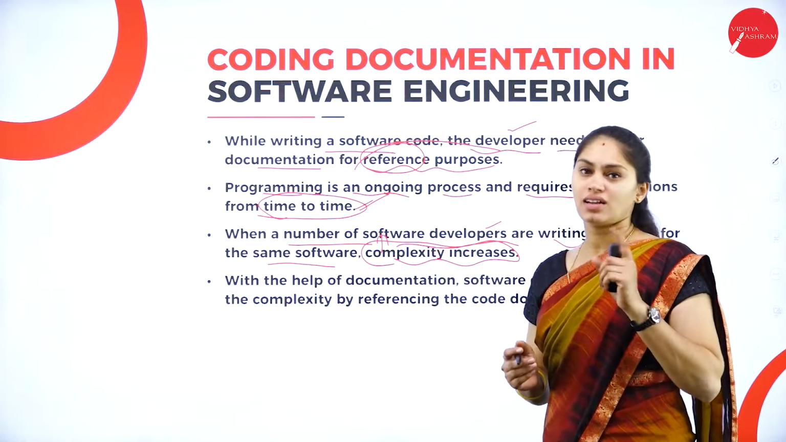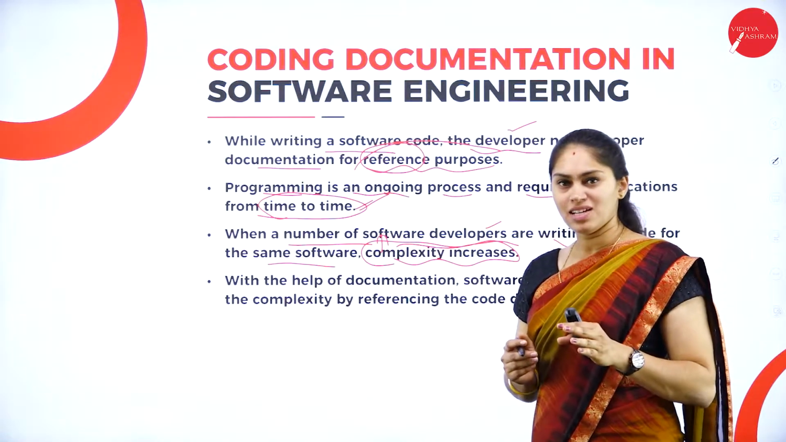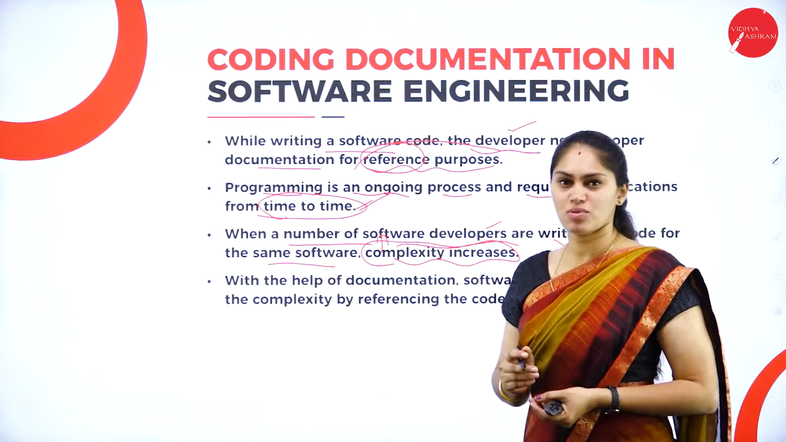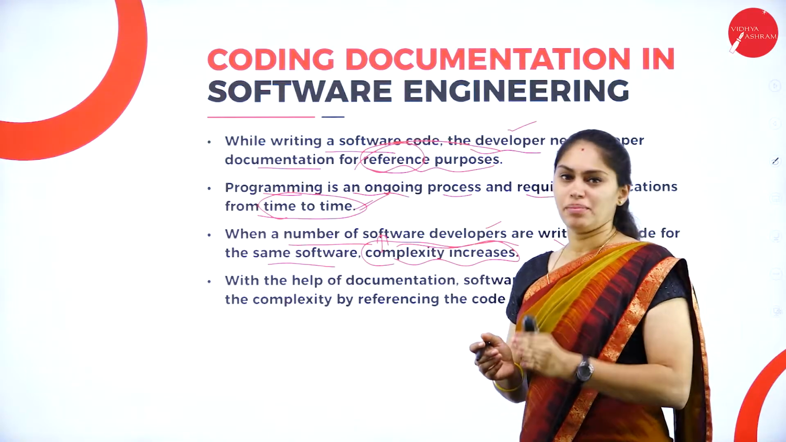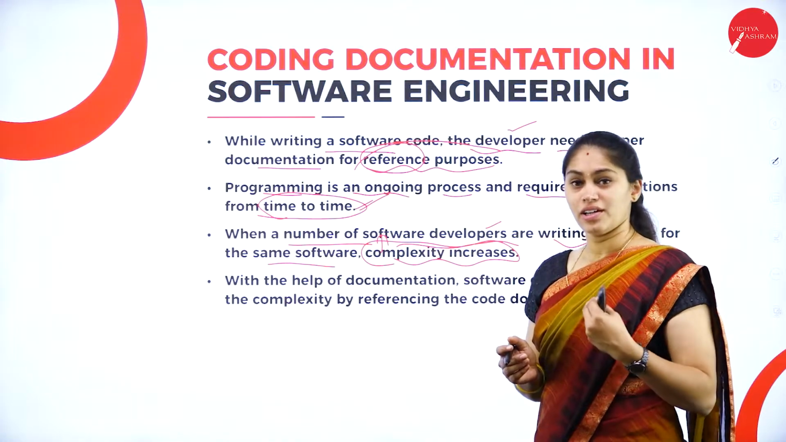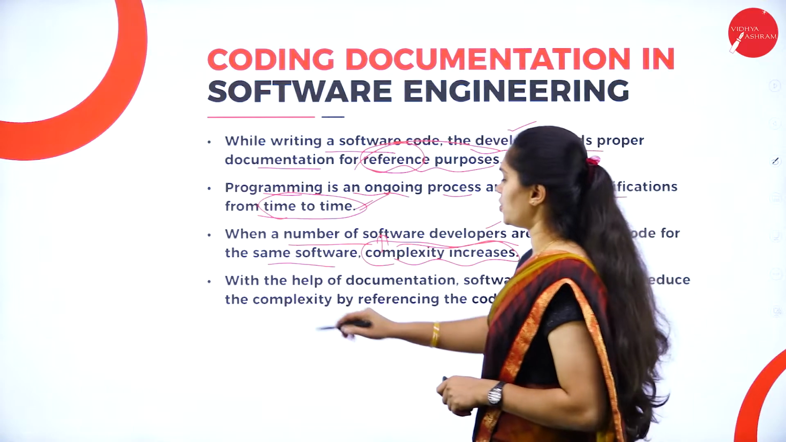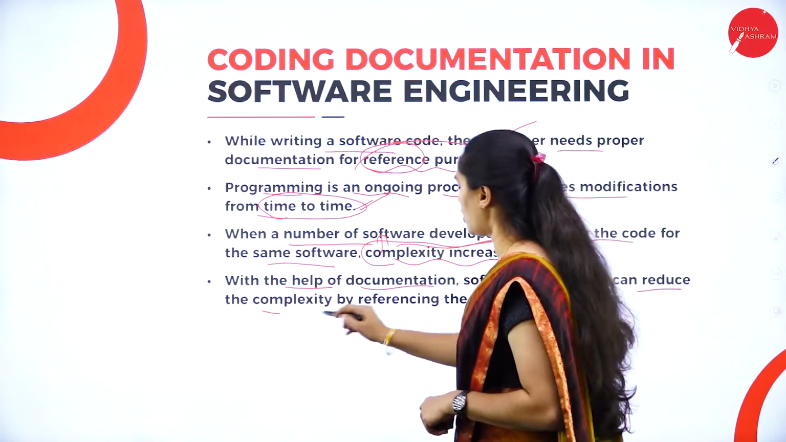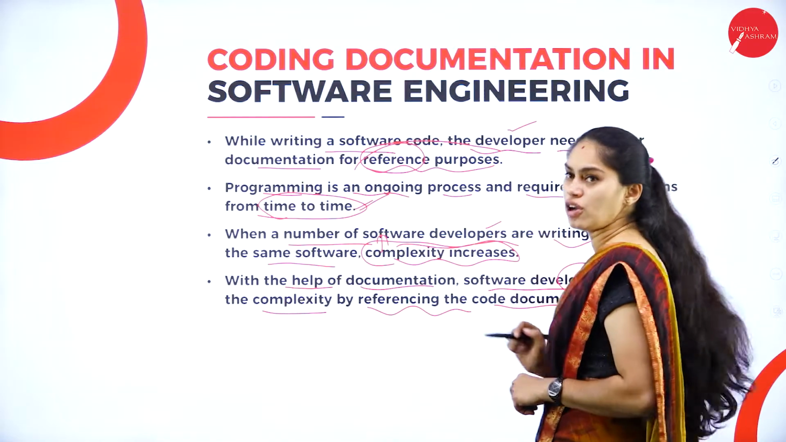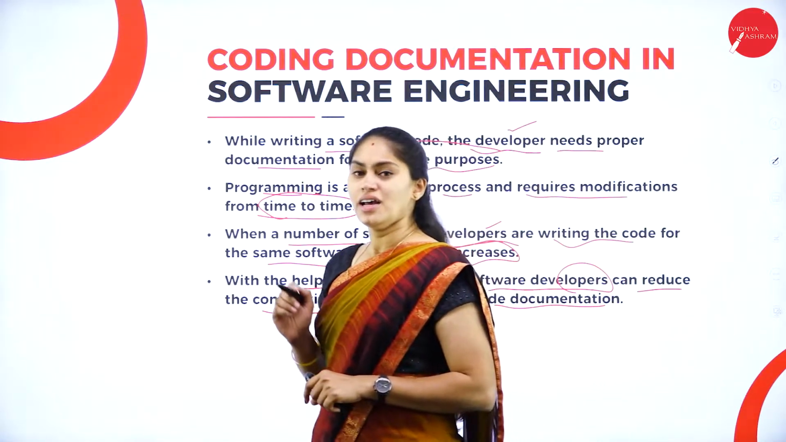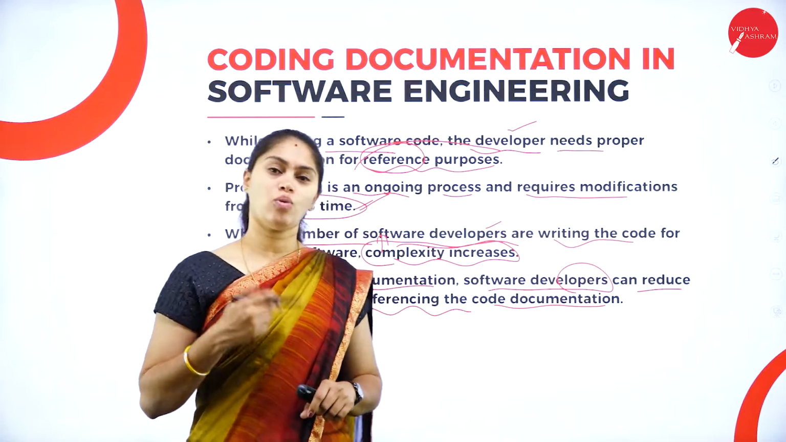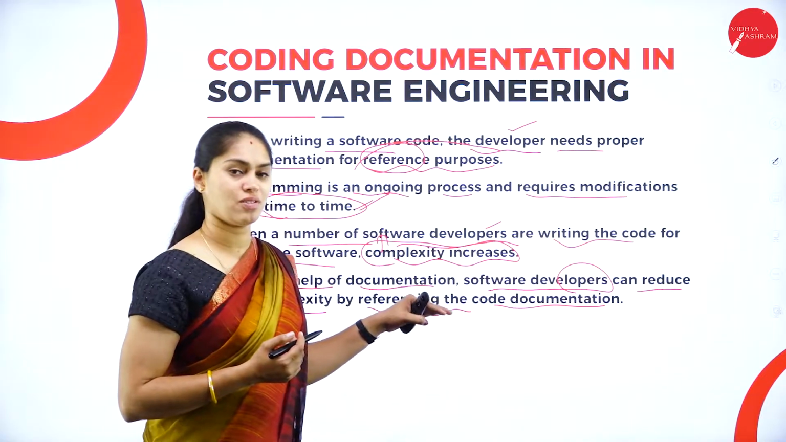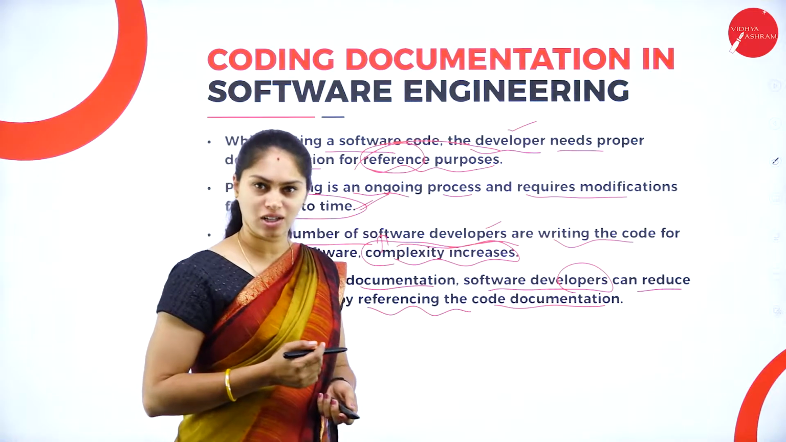But if we have a reference or previously done documentation, by just looking into that, based on the perception of the individual developer, it will be easy to write code in order to modify the content. So with the help of documentation, software developers can reduce the complexity by referencing the code documentation, as I discussed earlier. If we know how it was working, then it will be easy for me to do the modification. That will also reduce the complexity.